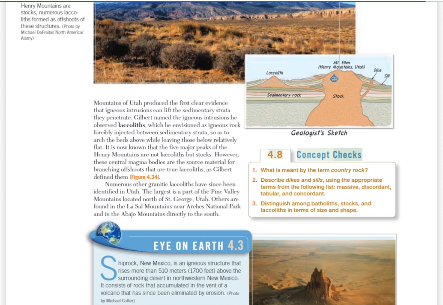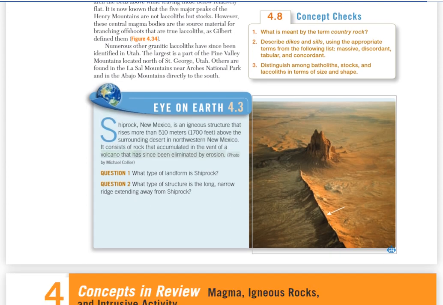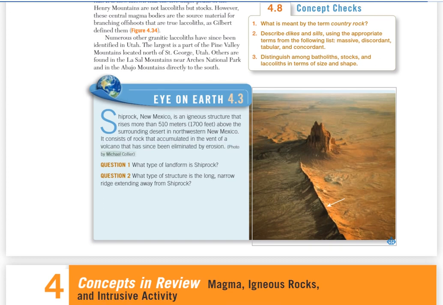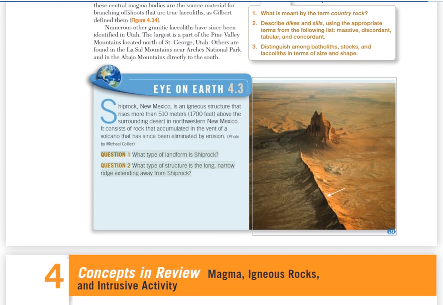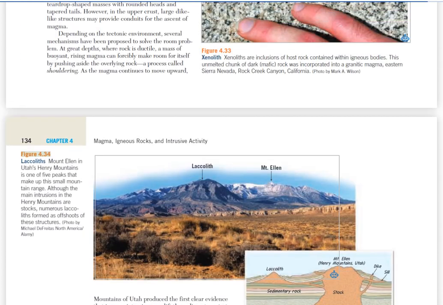4.8 Concept checks. Shiprock, New Mexico, is an igneous structure that rises more than 510 meters above the surrounding desert in northwestern New Mexico. It consists of rock that accumulated in the vent of a volcano that has since been eliminated by erosion. Photo by Michael Collier. Question 1. What type of landform is Shiprock? Question 2. What type of structure is the long, narrow ridge extending away from Shiprock? Eye on Earth 4.3.